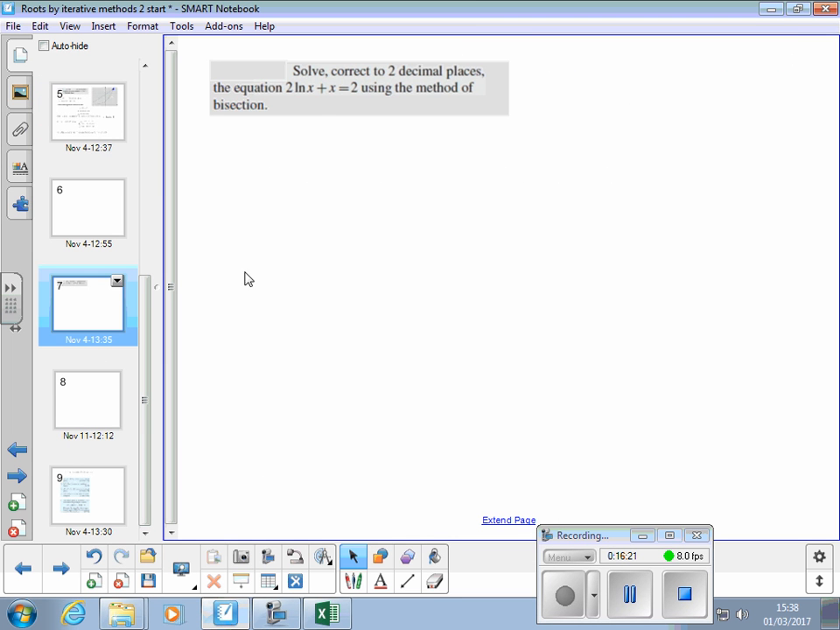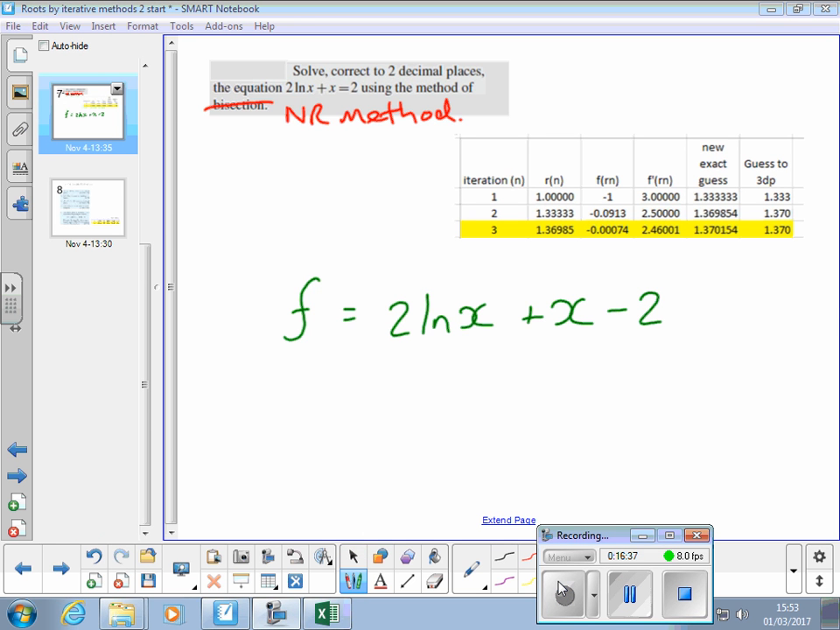So have a go at that logarithmic function one that you did this morning by bisection method. Sorry, Newton Raphson's method. And then, what have you got for f dash? Two over x plus 1, because the f dash of ln x is 1 over x. Yeah, that's 2 times that.